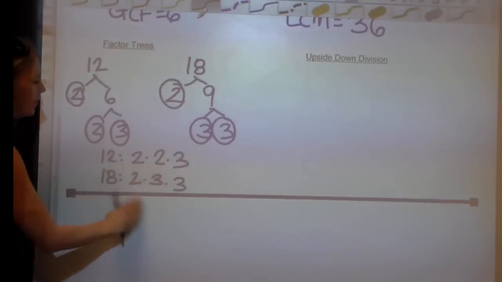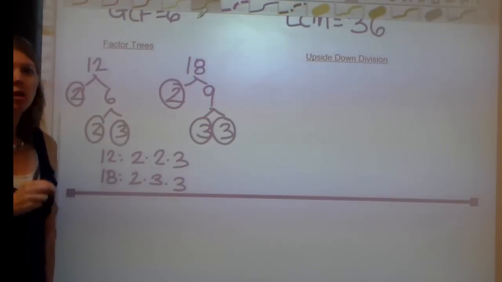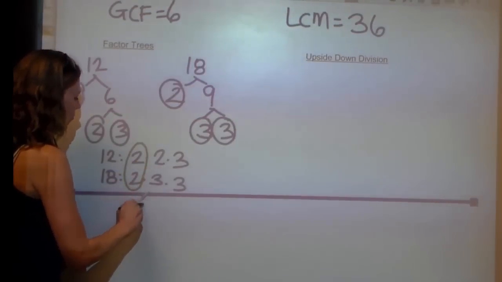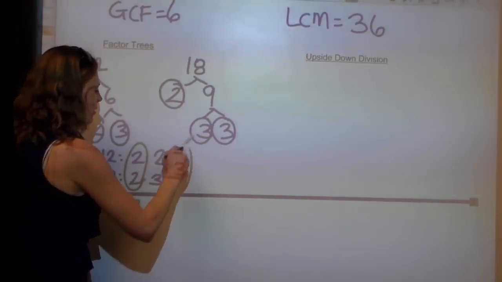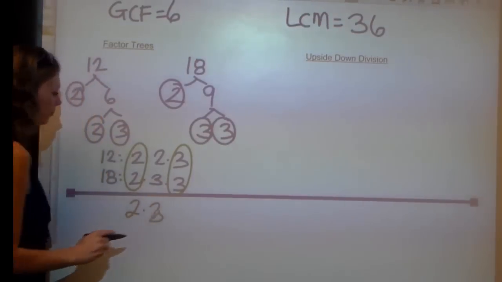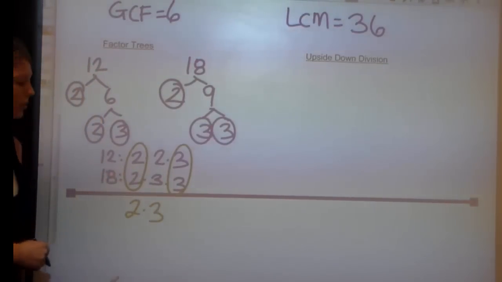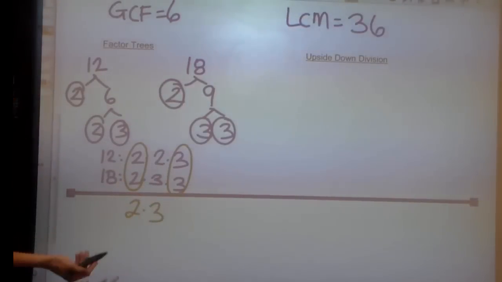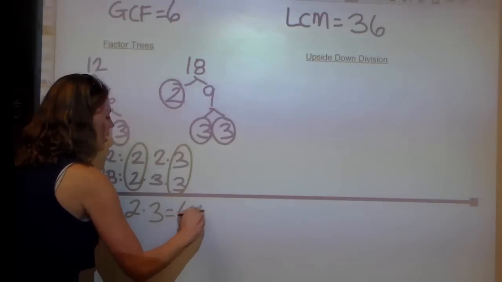Now that I have those numbers, what I do is I circle the groups that are in common. I have a group of 2. I'm going to write that down once. And the 3s, I write that down once. What they have in common, I multiply together just one time, one of the numbers, 2 times 3, and I get 6. This is my GCF.